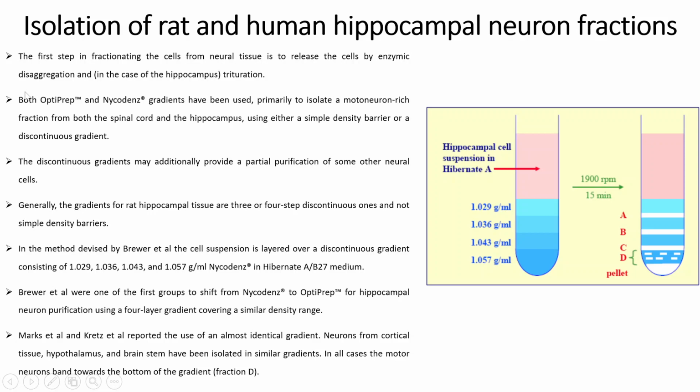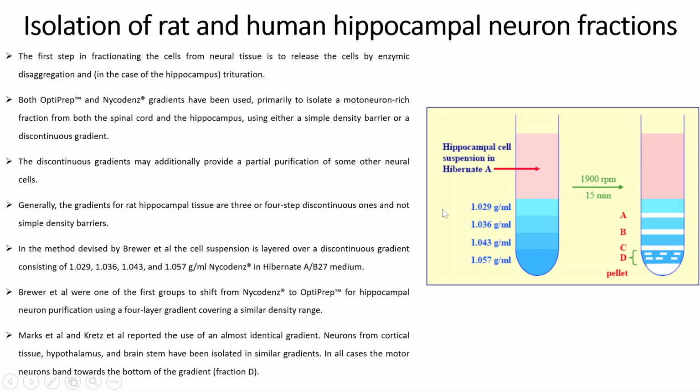Then both OptiPrep and Nycodenz gradients have been used to isolate a motor neuron rich fraction from the spinal cord and the hippocampus, using either a simple density barrier or a discontinuous gradient. This discontinuous gradient may additionally provide a partial purification of some other neural cells. The gradients for rat hippocampal tissue are 3 or 4 step discontinuous ones and not simple density barriers.